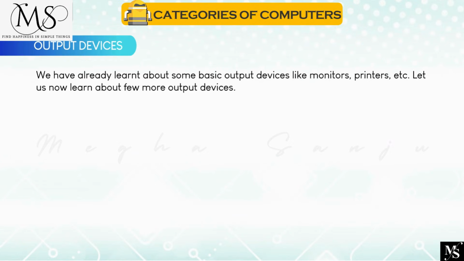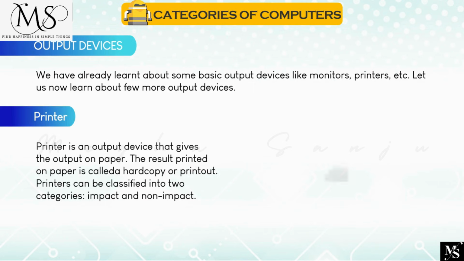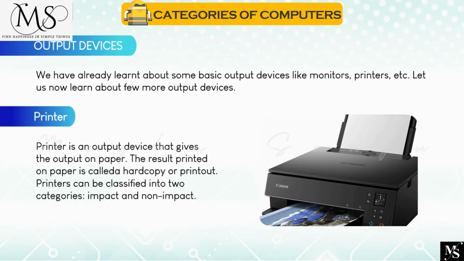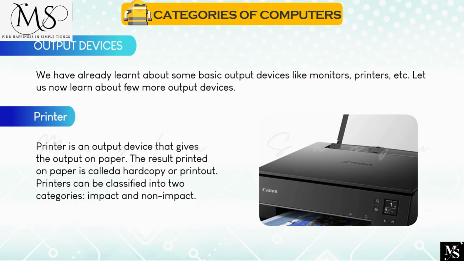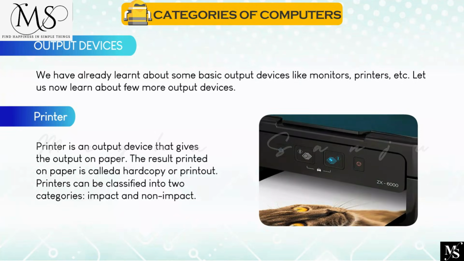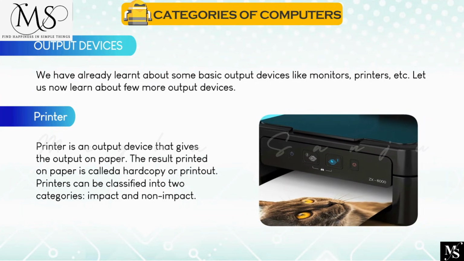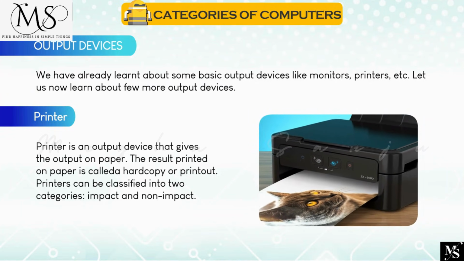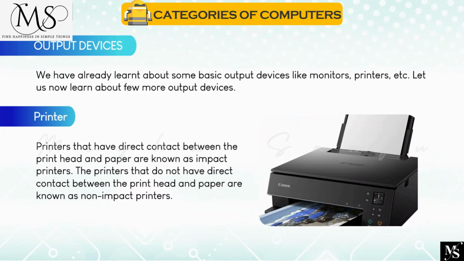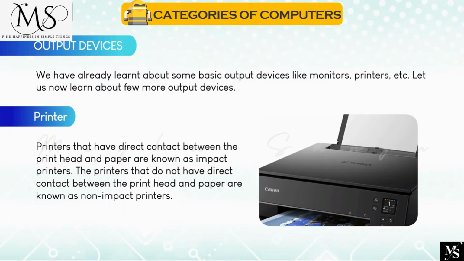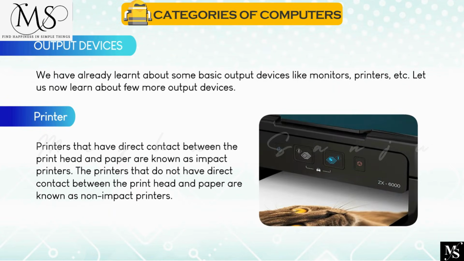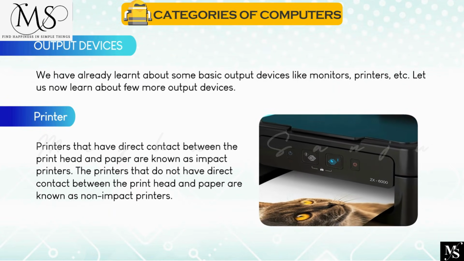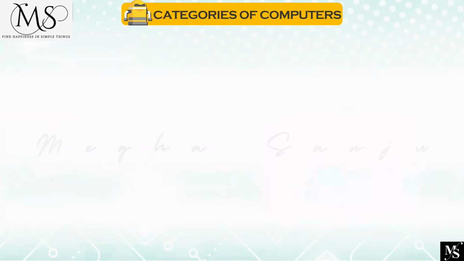Output devices. We have already learnt about some basic output devices like monitors, printers, etc. Let us now learn more about these devices. Printer. Printer is an output device that gives the output on paper. The result printed on paper is called a hard copy or printout. Printers can be classified into 2 categories, impact and non-impact. Printers that have direct contact between the printhead and paper are known as impact printers. The printers that do not have direct contact between the printer head and paper are known as non-impact printers.